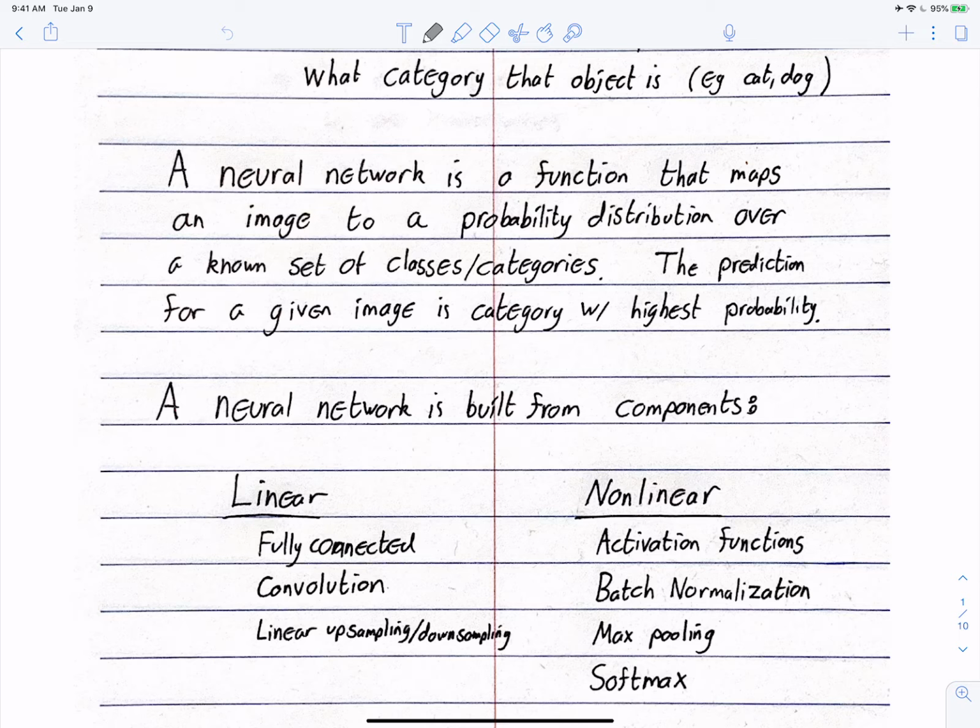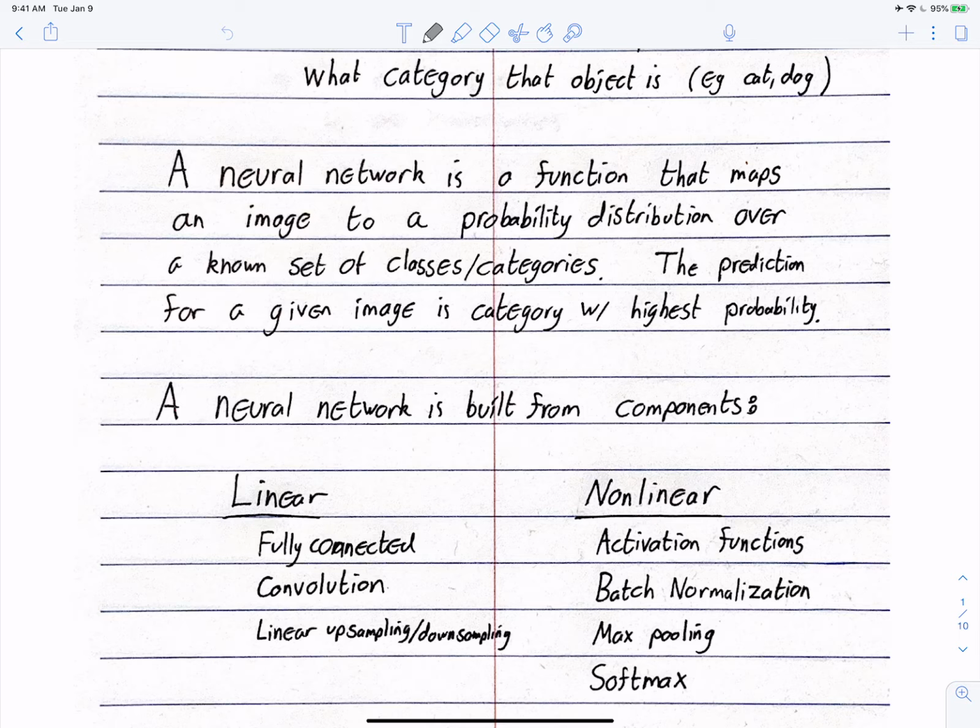So the neural net, and the convolutional neural net in particular, will be built from a standard set of components. And these components are either linear or nonlinear. And the neural net itself is a composition of a series of linear and nonlinear operations. So linear operations include everything that can be represented by a matrix. And so these could be fully connected layers, which we'll talk about in a second, convolutional layers, or linear upsampling and downsampling of images.